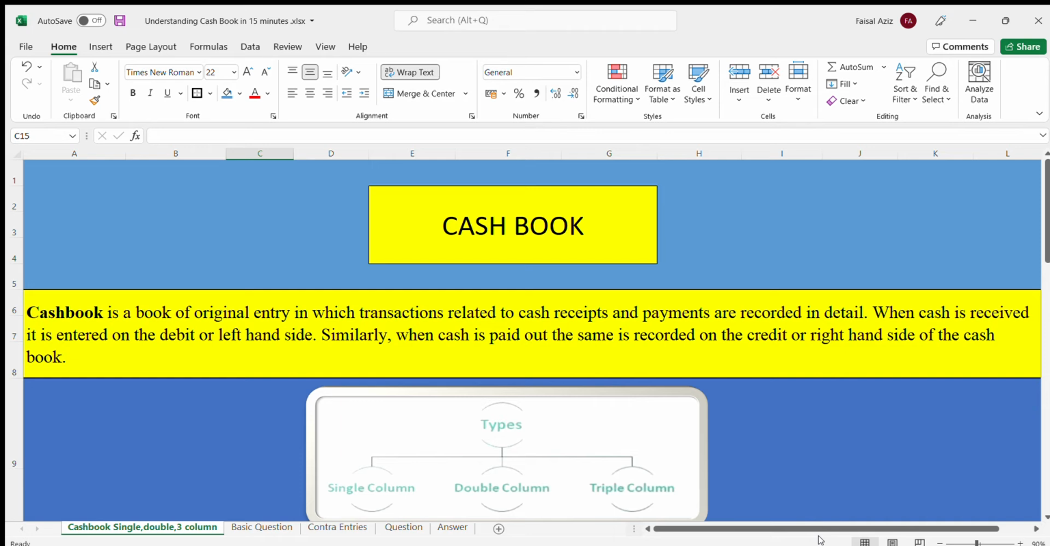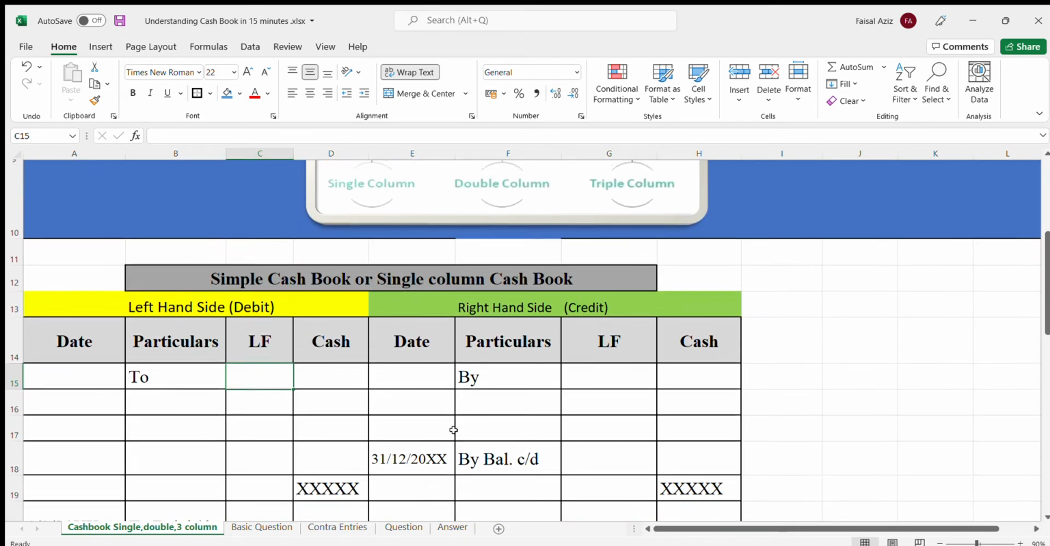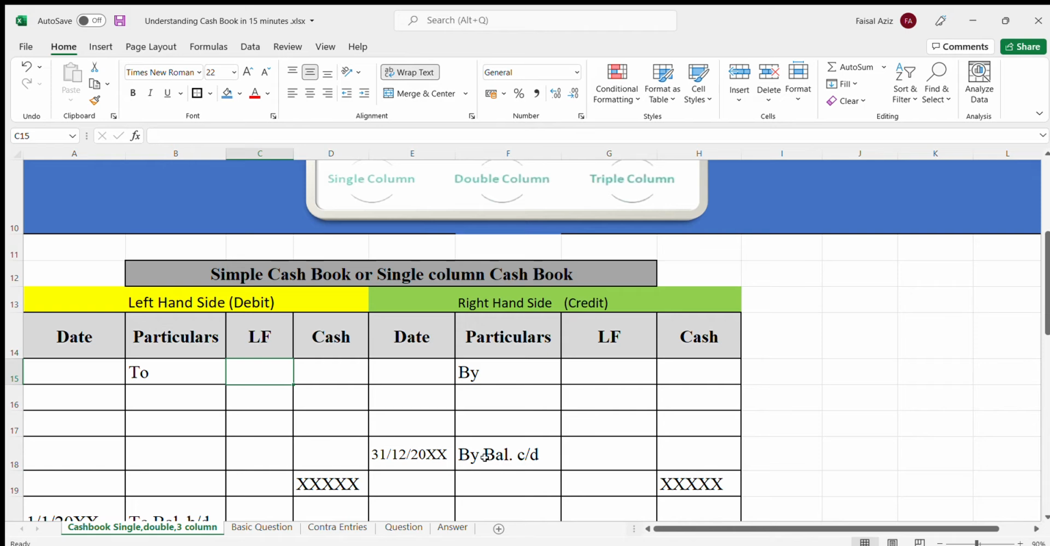We have three different types of cash books, namely single column, double column, and triple column. Let me show you the structure of a cash book. The first one is a single column cash book.